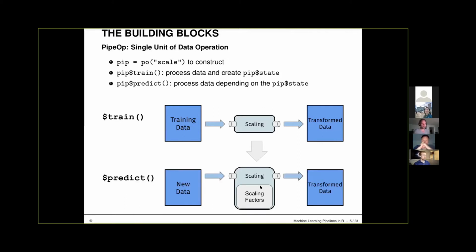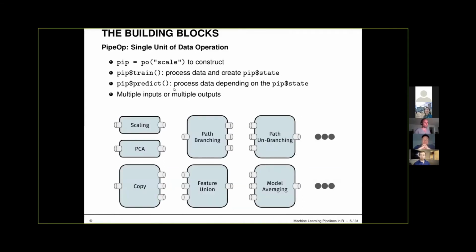And during prediction, something slightly different happens. So test data comes along. It's again a blob of data, a table. We push it inside of the operator, but now we don't learn anything. We simply apply the learned scaling factors from training, and transformed data again goes out. So every pipe operator always has a training function and a prediction function.